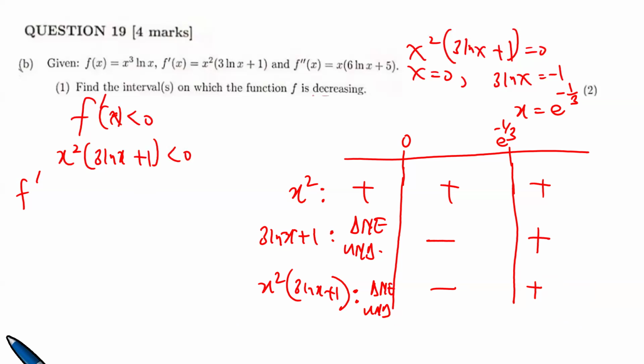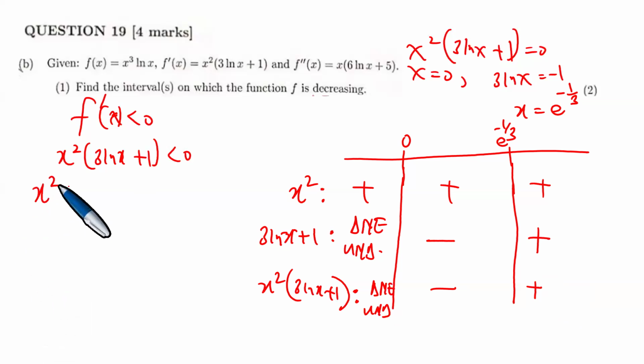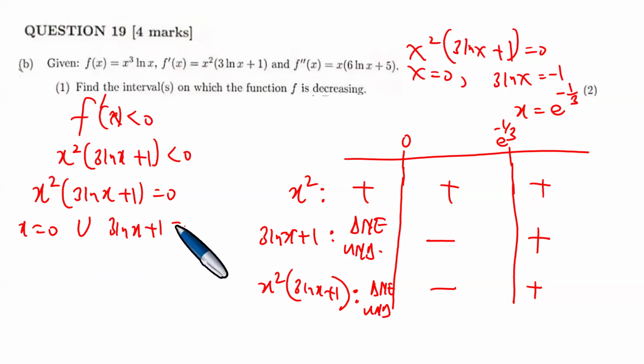Right, so whatever you have here is the following. You examine x squared and 3 ln x plus 1 equals 0. This would mean x is 0, or that 3 ln x plus 1 is also 0. This would mean ln x is minus 1 out of 3. Solving for x, x is e to the power minus 1 out of 3.